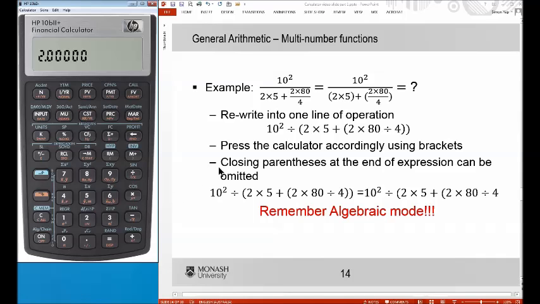Please also note that the closing parenthesis at the end of the expression can also be omitted. So on the left hand side, we have the open and closing parenthesis, and on the right hand side, we only have the open brackets without the closing parenthesis, and it works in our calculator as well.